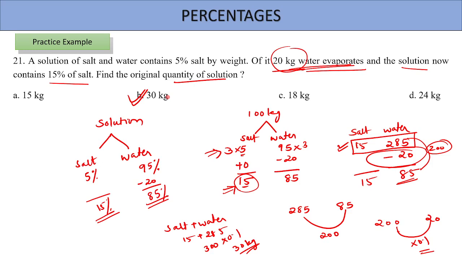I hope this sum is clear to you. If not, then please pause the video, watch this part again, and then move ahead, because this is a very important question, guys. This question you might get in your exam, and please understand this sum very carefully.